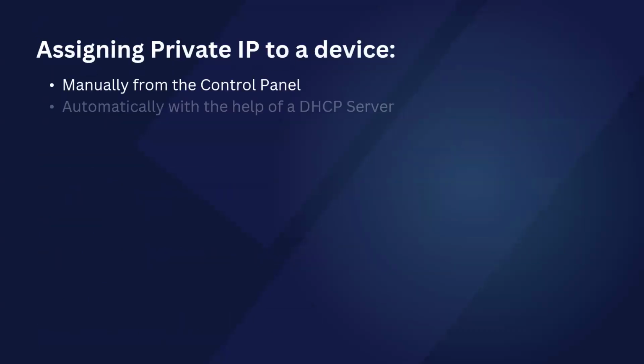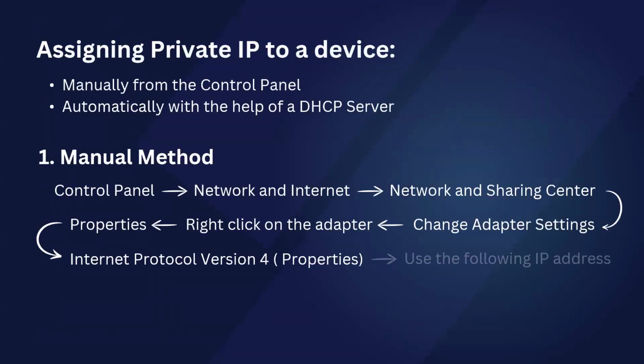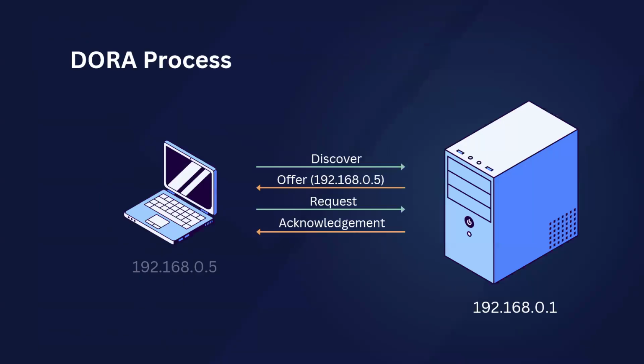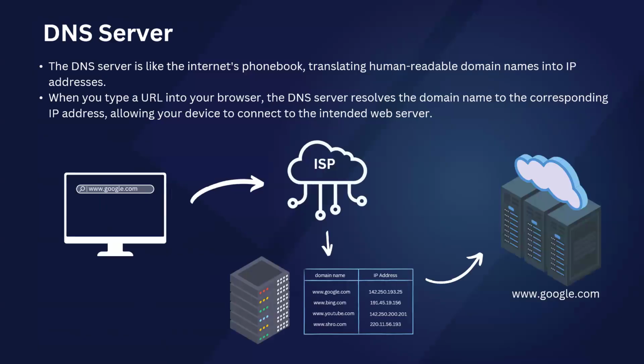I'll explain that also. What is a subnet mask? How do you assign a private IP automatically or manually? What is a DHCP server? What is the DHCP protocol? What is the DNS protocol? We'll cover all this in the next session, guys.